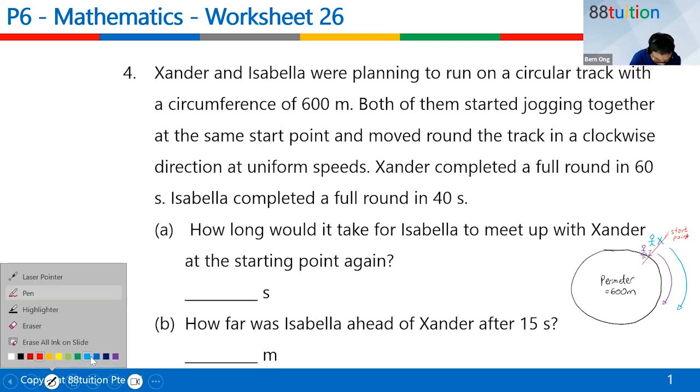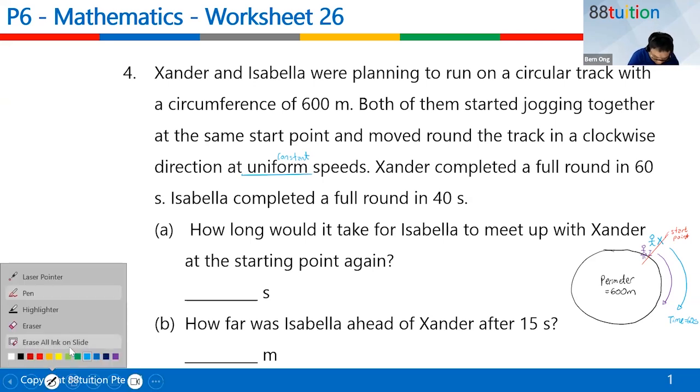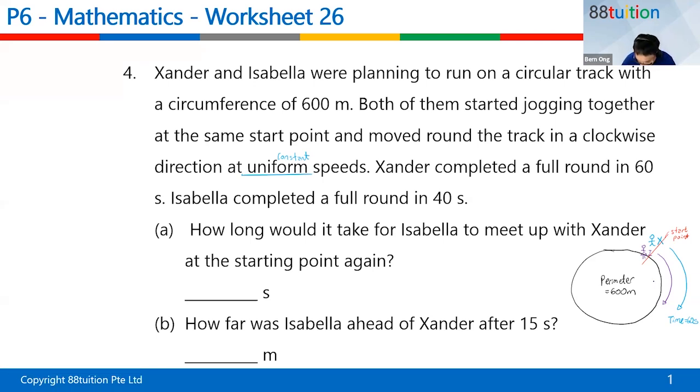Let's take a look. They say that they run at a uniform speed. Uniform speed means it's a constant speed, never change their speed. Xander completed a full round in 60 seconds. So the time for Xander is 60 seconds. And for Isabella to complete a full round will be 40 seconds.